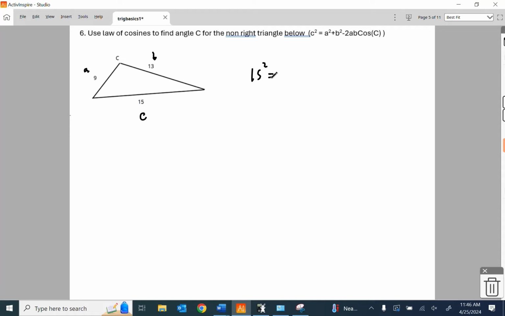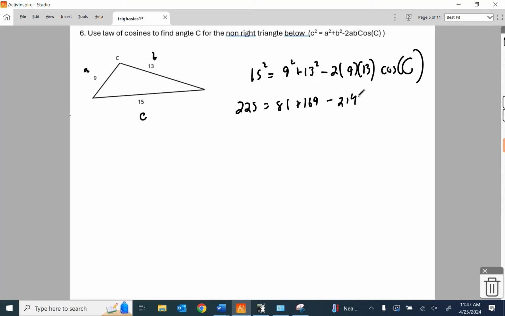So this 15 goes here. 15 squared equals 9 squared plus 13 squared, minus twice 9 times 13, times the cosine of angle C. And then we're just going to do some math. Like, what is 15 squared? Pretty sure it's 225. Right? Maybe. 9 squared is 81. 13 squared is 169. Let's see, 9 times 13 is 107. If you double that, you get negative 214. 9, 27, 107. Yeah, I'm good with that. We're going to be subtracting this stuff over there.